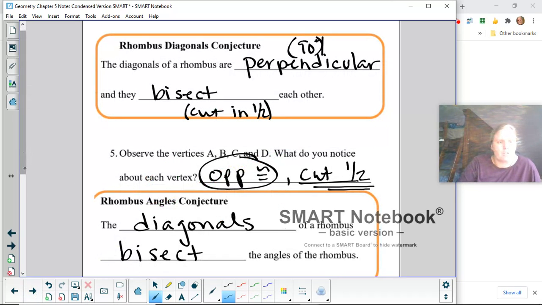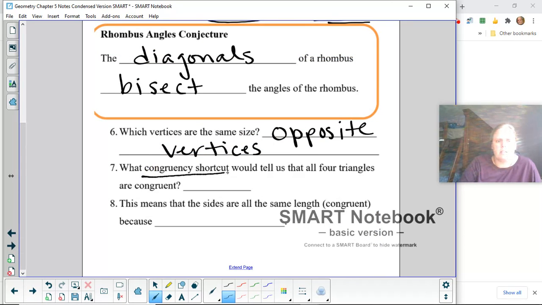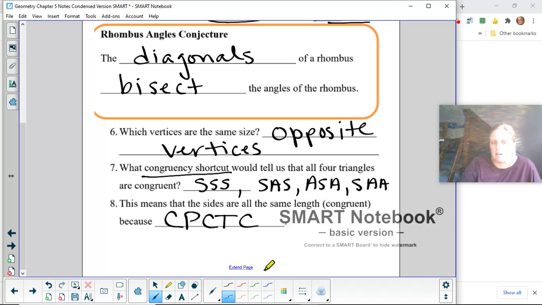So back in our questions here, it says what congruency shortcut would tell us that all 4 triangles are congruent? And in reality, because we have so many parts listed, it could be side, side, side. It could be side, angle, side, angle, or side, angle, angle. All of those, because we have 6 things listed, could be true congruency shortcuts for us. All right. When you have those congruency shortcuts, remember, it means that everything is the same length or everything is the same size because corresponding parts of congruent triangles are congruent.